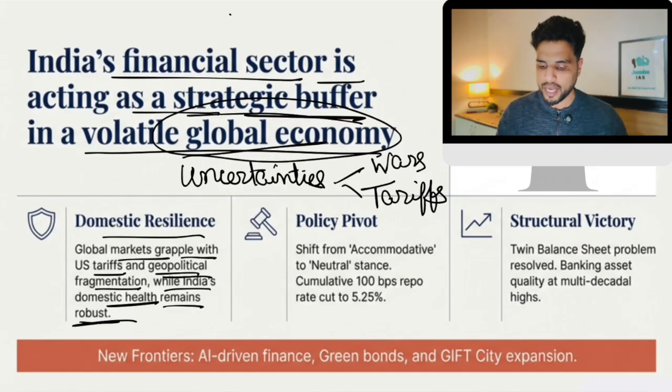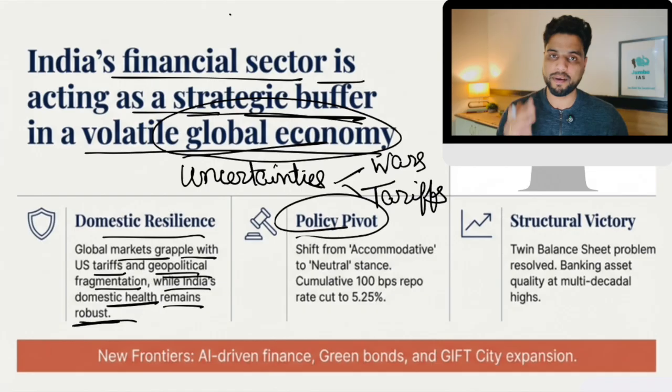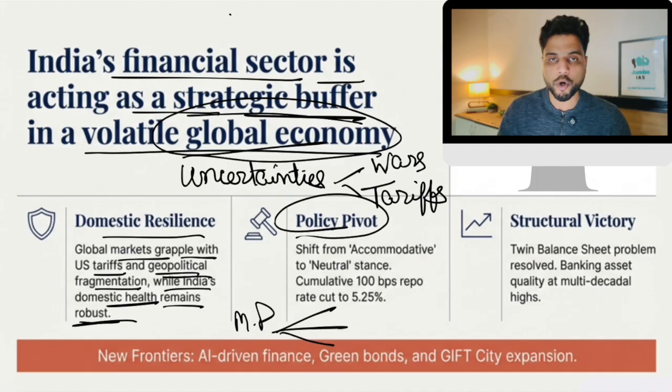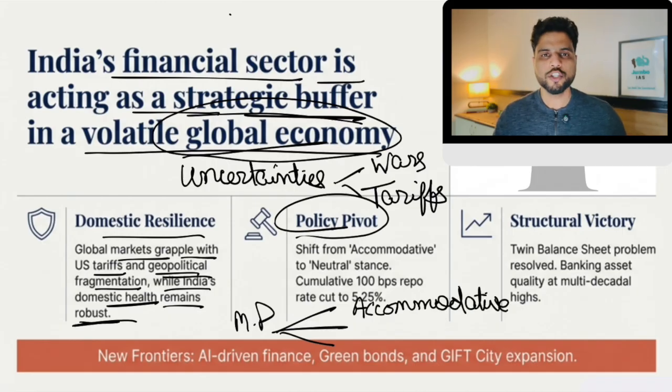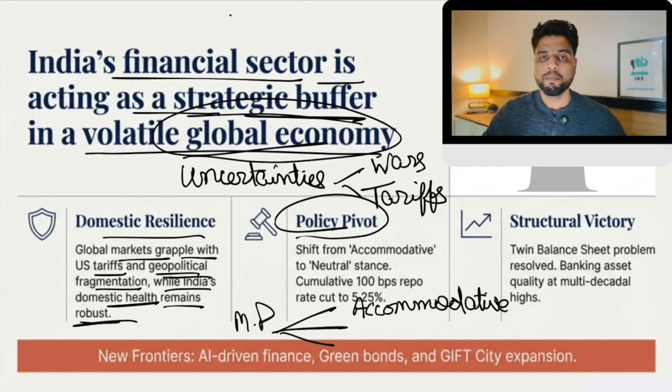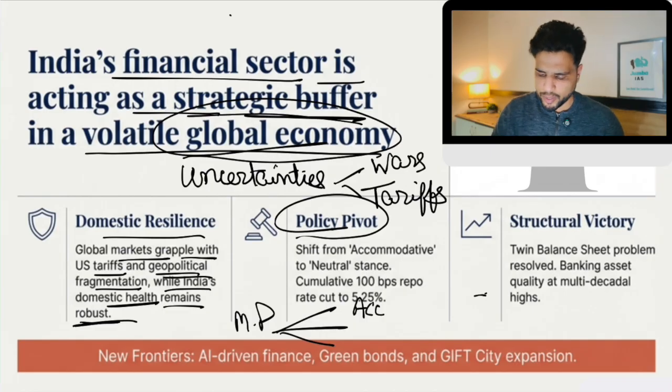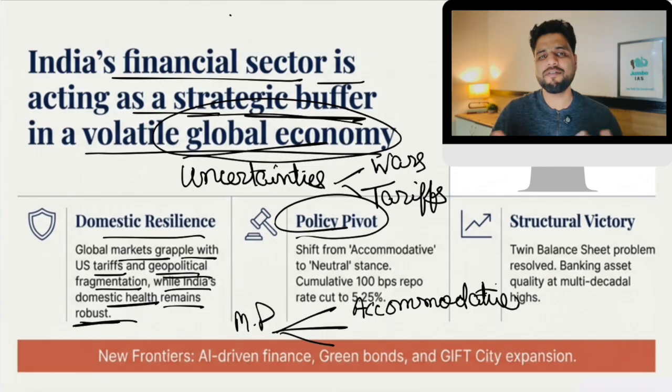Then, RBI has also made a policy pivot. Now, what is that policy pivot? With respect to money supply, or monetary policy. Now, there are three routes for monetary policy. Number one, accommodative, which means increasing money supply, because your economy is struggling. Basically, when the economy is not doing well, accommodative monetary policy is applied. It increases money supply, and therefore the economy gets enough liquidity to survive a recession.